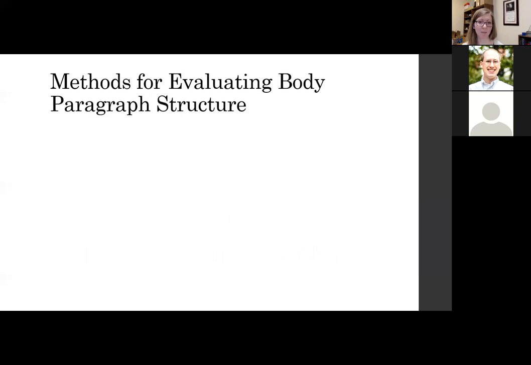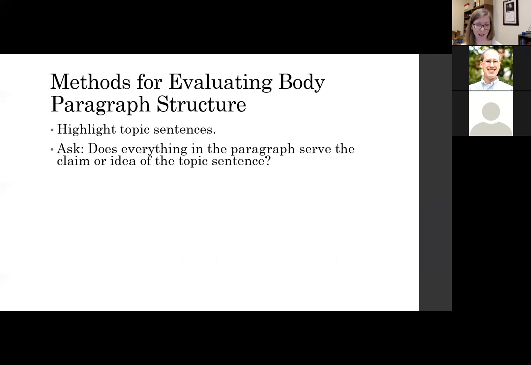So just to go over some methods for evaluating the structure of your body paragraphs. Mark all of your topic sentences in bold or somehow highlight them and ask, does everything in the paragraph serve the idea or claim of the topic sentence? If you have sentences in your paragraph that are not connected to your topic sentence, do they need a new separate paragraph? Should they be in a footnote? Are they necessary for your argument? Should they be removed? Or does your topic sentence need to be revised?